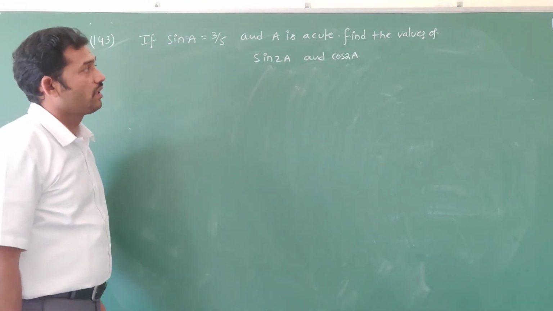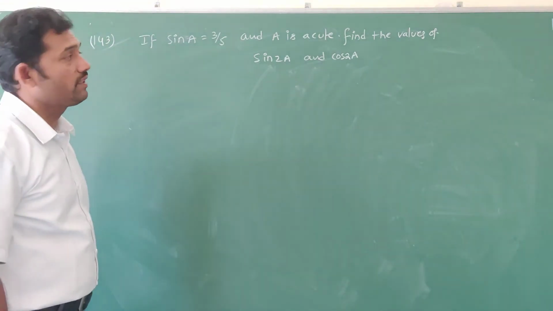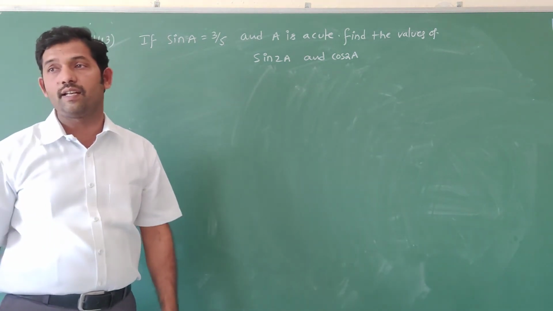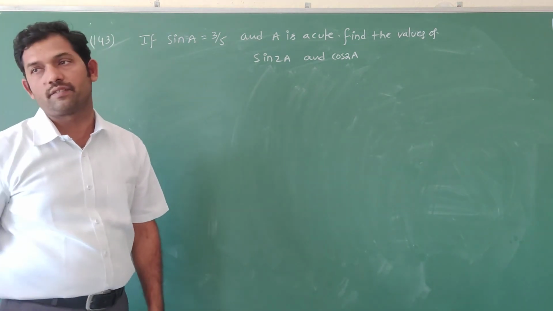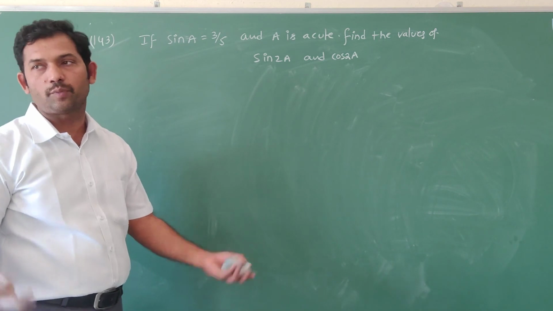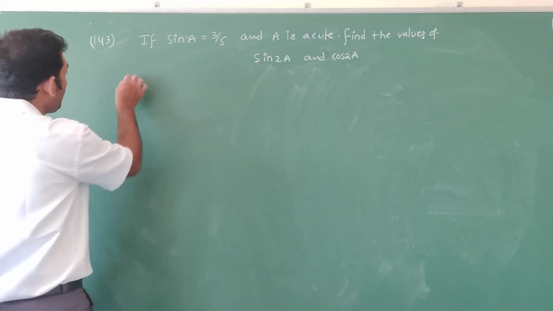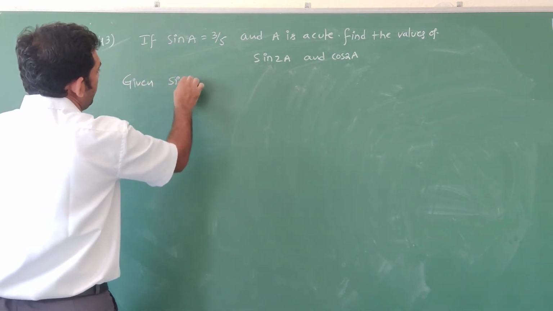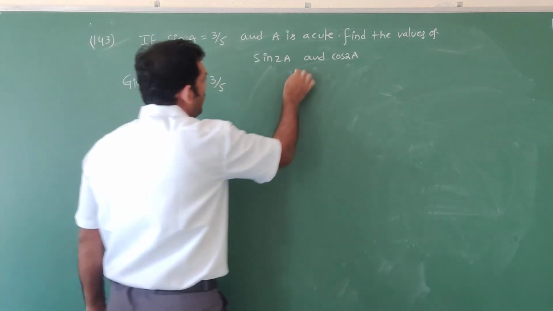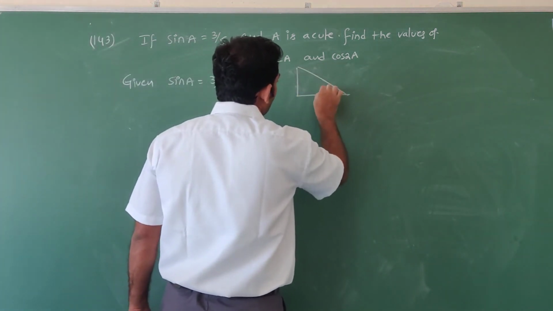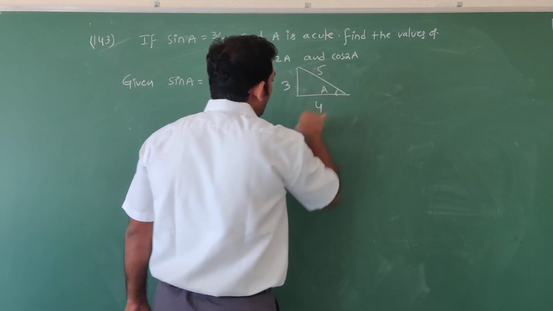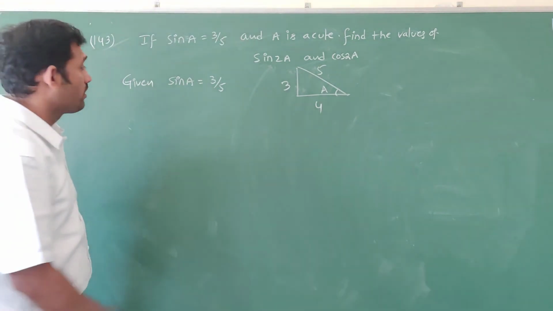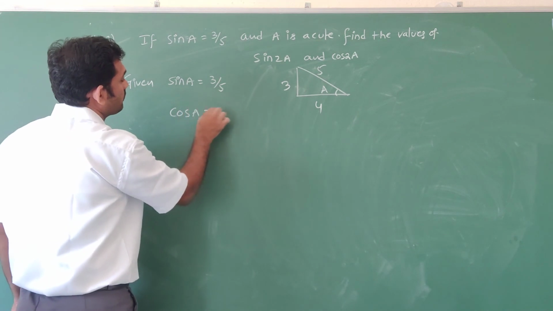See this, A is acute, which means A is less than 90 degrees. That means A is in the first quadrant, and in the first quadrant all trigonometric functions are positive. Given sin A is equal to 3 by 5, take one right angle triangle. This is 3, this is 5, obviously this is 4. From this right angle triangle, cos A value is 4 by 5.